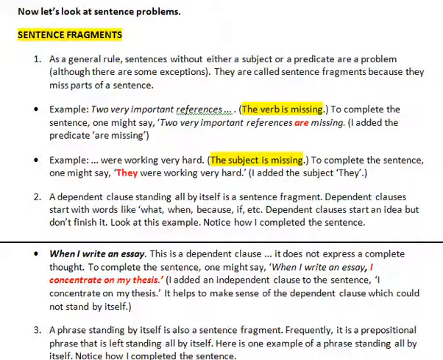Example: we're working very hard. The subject is missing. To complete the sentence, one might say, they were working very hard. I added the subject, they. A dependent clause standing all by itself is a sentence fragment. Dependent clauses start with words like what, when, because, if, etc. Dependent clauses start an idea but don't finish it. Look at this example. Notice how I completed the sentence.